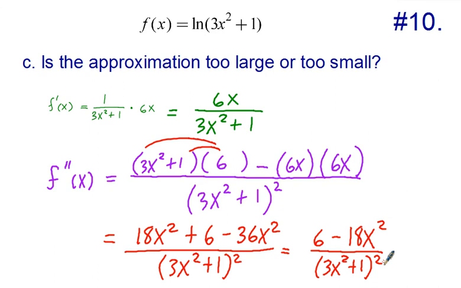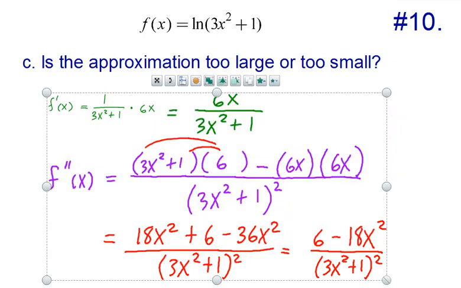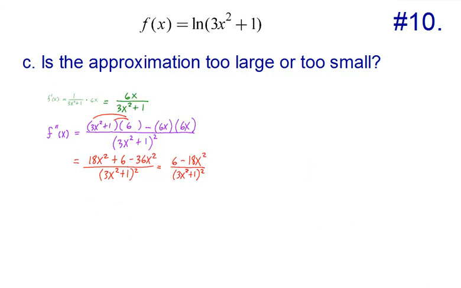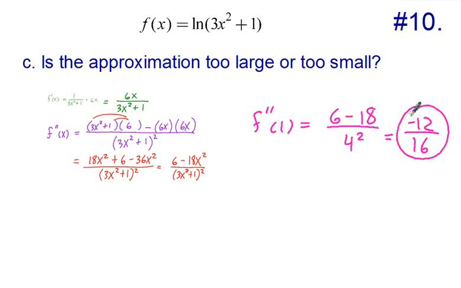Okay, and the point which is of interest to us is the point where x equals 1. So let me go ahead and throw 1 into this formula. Oops. And let's see what we get. So f double prime, evaluated when x is 1, is going to be 6 minus 18 times 1 squared divided by (3 times 1 squared plus 1) squared. And we do get a value which is negative.